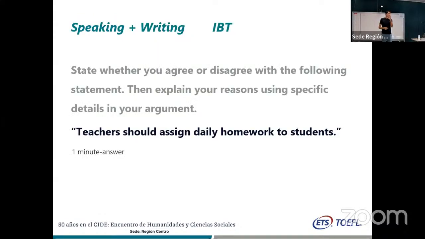All right, these were for ITP. The IBT, as I said, deals with speaking and writing, okay? And we have examples like this.